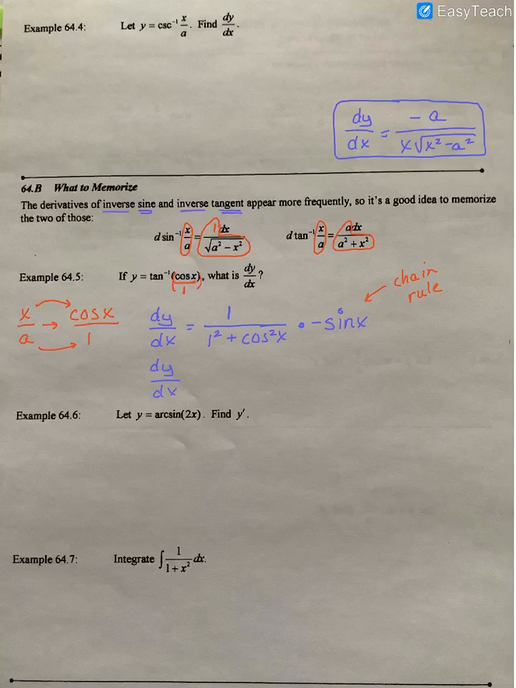dy/dx, and I'm going to put that negative sine x on the numerator. So negative sine x over 1 plus cosine squared x.